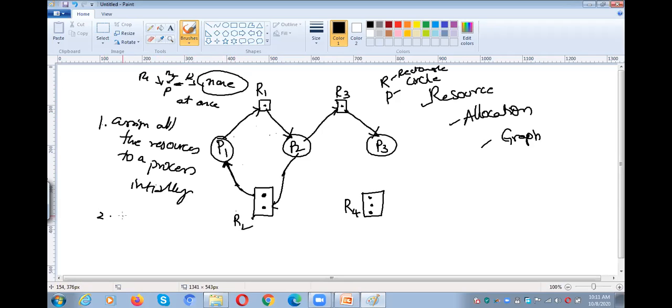Second one, for example, P1 is already having R1 right now. It requires R2 and R3. What does the process need to do? The process needs to release R1 first, and then request R2 and R3. Hold and wait means whenever the process is requesting a resource, it should not hold any of the resources. That means P1 needs to release the resource R1 and then request R2 and R3. While holding a resource, the process is not allowed to request a resource.